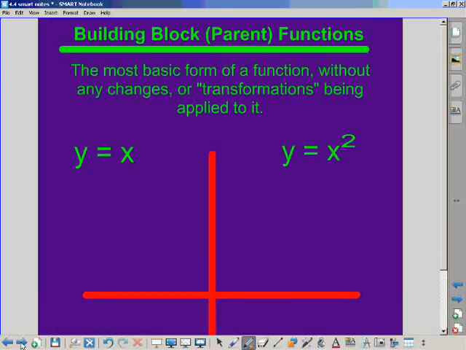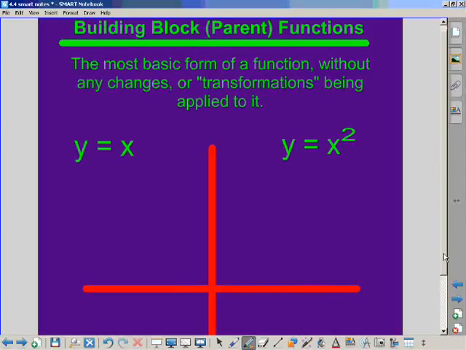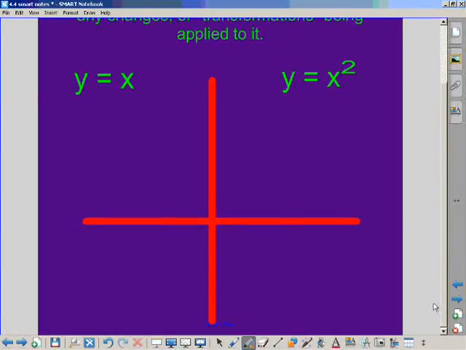Next, let's talk a little bit about this concept of a building block function. Now, I know it as more of what's called a parent function. Those are synonyms, just two different ways of expressing the same thing. A building block or a parent function is the most basic form of a function without any changes or transformations being applied to it. So we talked about the line y equals x in class.